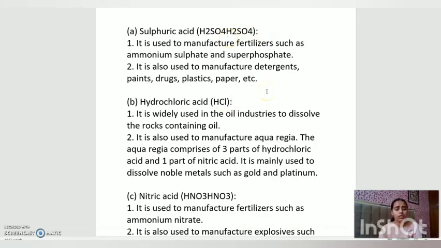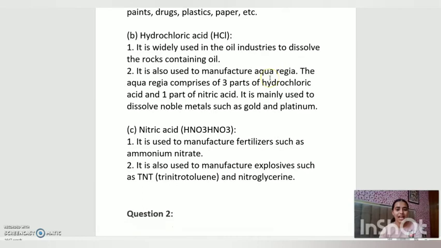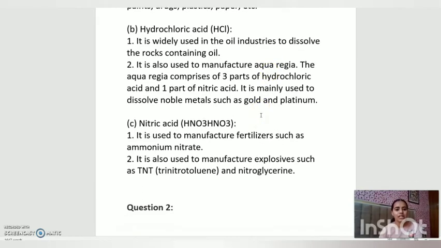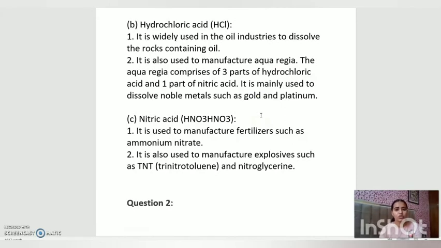So the two uses are, it is used to manufacture fertilizers such as ammonium sulfate and superphosphate, and it is also used to manufacture detergents, paints, drugs, plastics, paper, etc. Right? Moving further, hydrochloric acid, HCl. It is widely used in the oil factories to dissolve the rocks containing oil. It is also used to manufacture aqua regia.